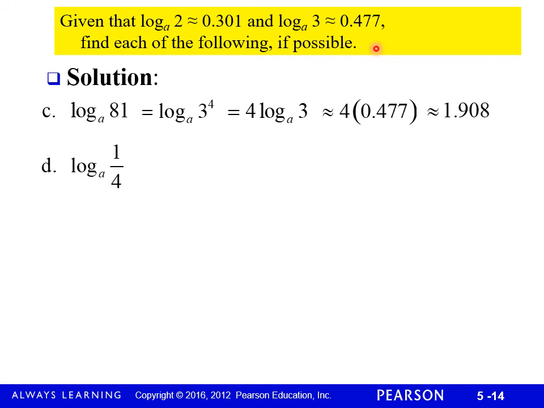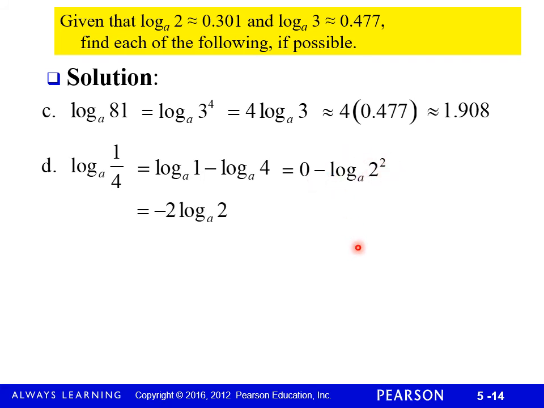For D, I have the log of 1/4. Well, this is the log of 1 minus the log of 4. Well, 4 is 2 squared. So again, I can rewrite that as 0. Now, why is this? Remember, the log of 1 is always 0, so we've plugged in that value. Here, we can pull the 2 in front, and we get 0 minus 2 times the log of 2. And then we can plug in the value, and we get our answer of negative 0.602.